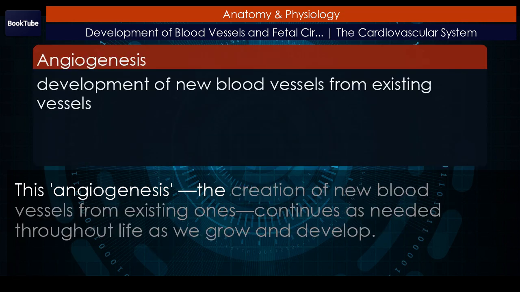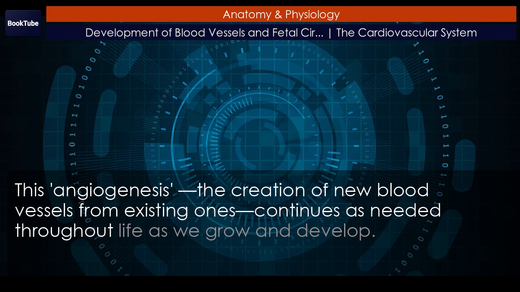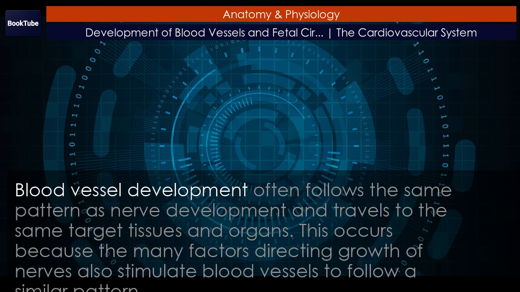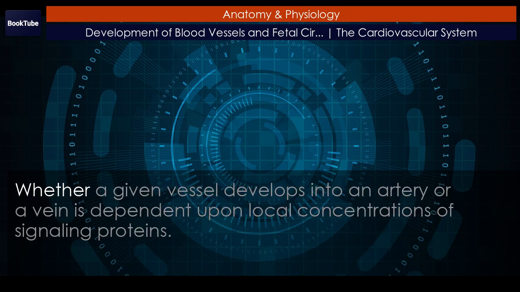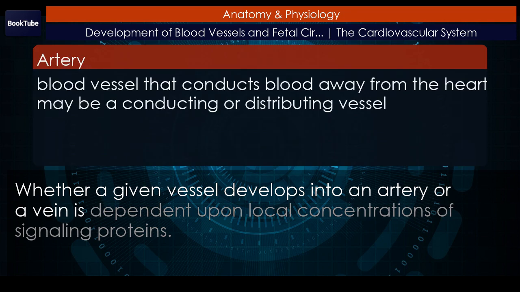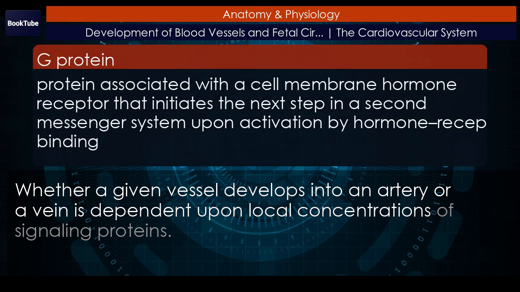This angiogenesis, the creation of new blood vessels from existing ones, continues as needed throughout life as we grow and develop. Blood vessel development often follows the same pattern as nerve development and travels to the same target tissues and organs. This occurs because the many factors directing growth of nerves also stimulate blood vessels to follow a similar pattern. Whether a given vessel develops into an artery or a vein is dependent upon local concentrations of signaling proteins.